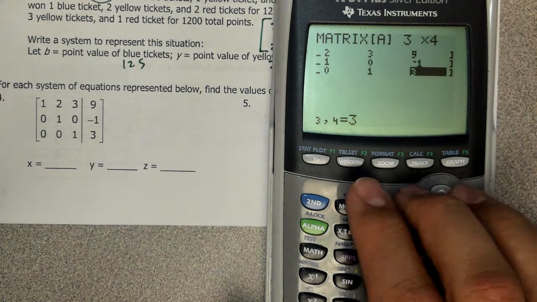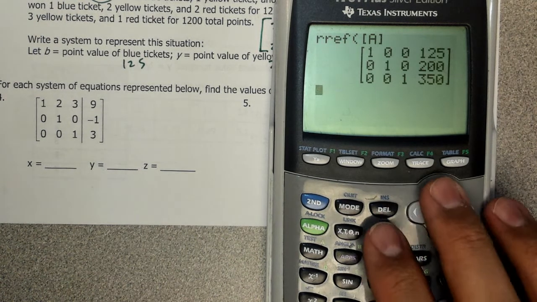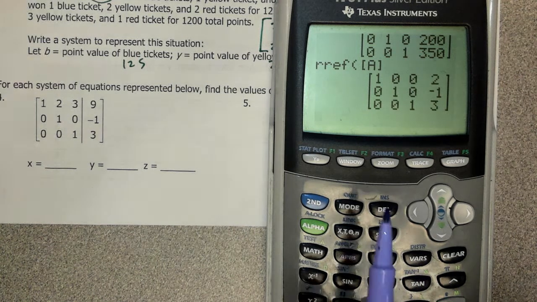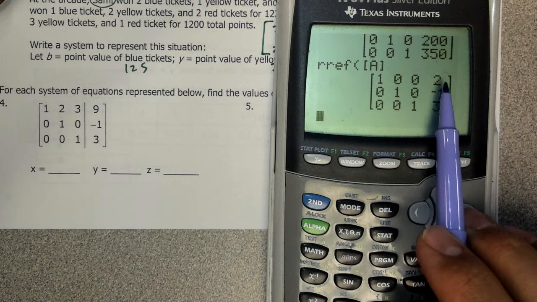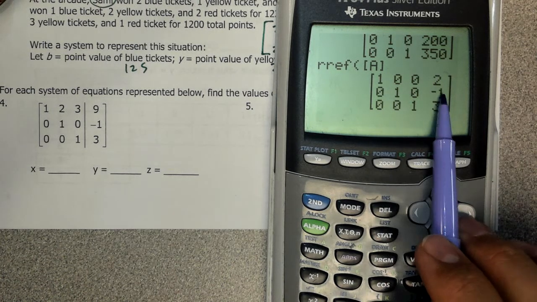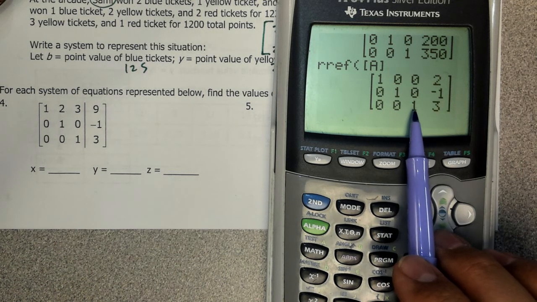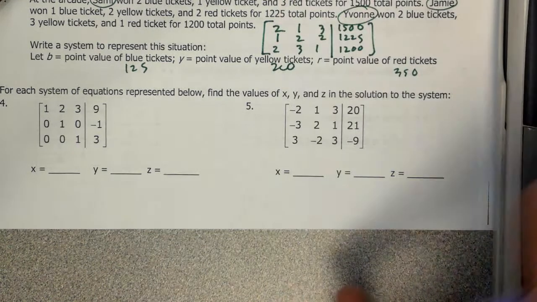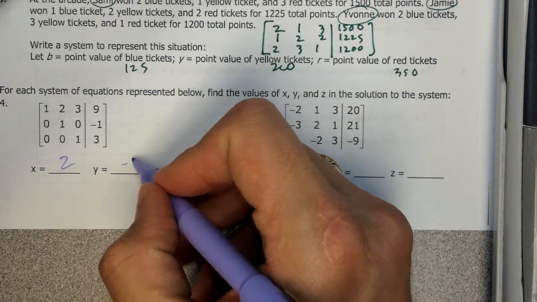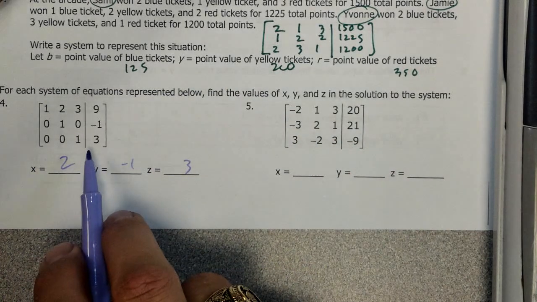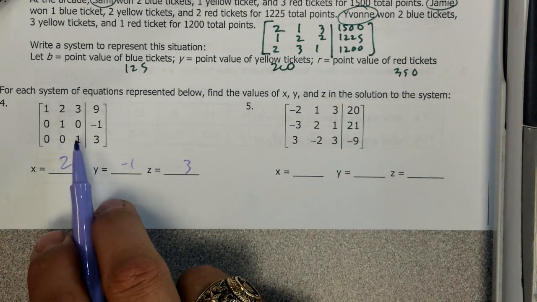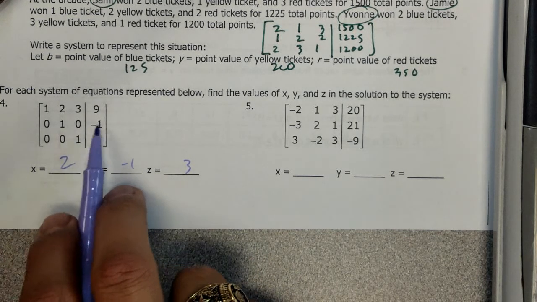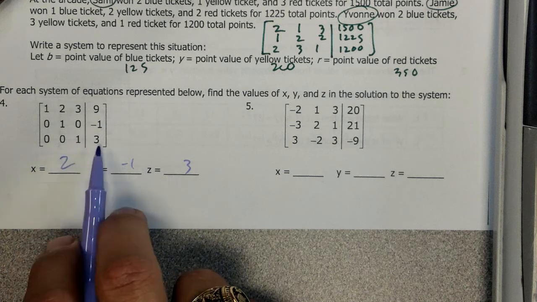Okay, once you have all entered, go ahead and quit, and you're going to do RREF for A again, and it's going to get us our solutions. My solutions are x is 2, y is negative 1, and z is 3. And if you notice, we already had z and y solved for. Y was negative 1, z was 3.